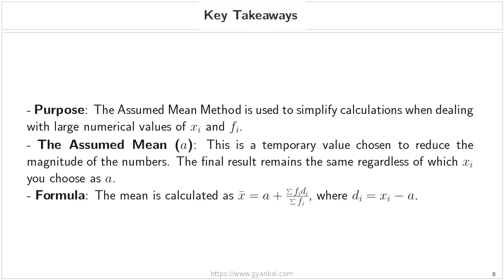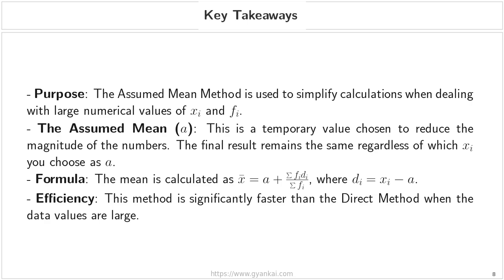Now let's look at the formula one more time so it sticks in your memory. To find the mean, which we call x bar, you take your assumed mean and add it to the result of the sum of f sub i times d sub i, all divided by the sum of f sub i. And don't forget, the deviation d sub i is simply the difference between the actual class mark and your assumed mean, which is x sub i minus A. Finally, let's consider the efficiency. As we saw in our warehouse example with the package weights, using this method is significantly faster and less prone to error than the direct method when dealing with large datasets. It keeps your workspace clean and your calculations much simpler.